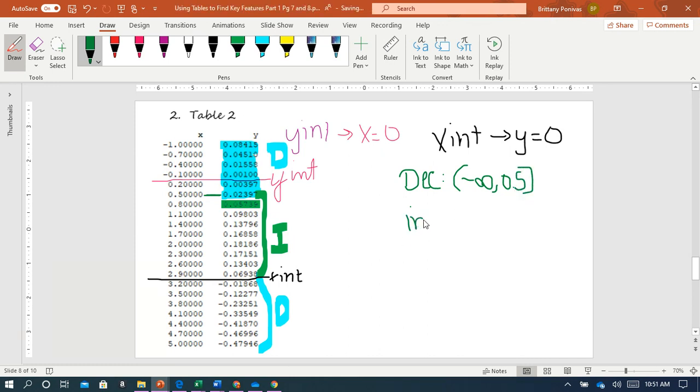And then increasing, it starts increasing at 0.5, comma, it increases, increases, increases until we hit 2.9. And then it turns and decreases again from 2.9 to positive infinity.